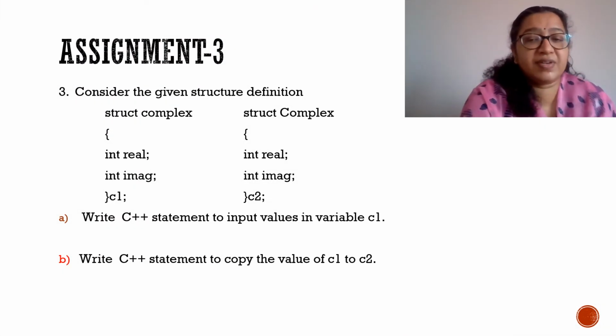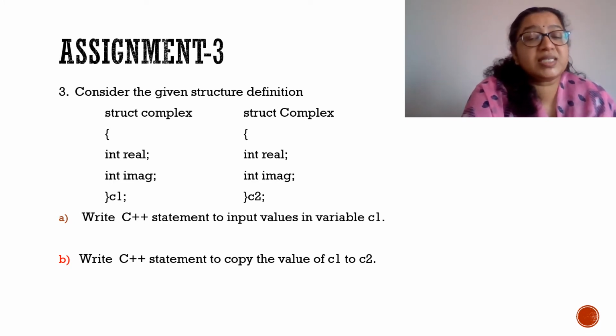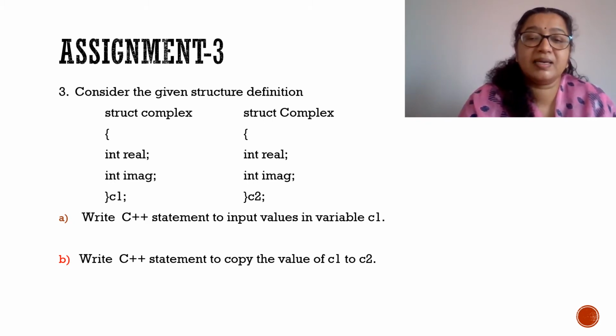Consider the given structure definition. Here also a structure definition is there. struct complex { int real; int imaginary; } c1 is the variable they declared. So this is the structure definition for complex one. Then the other one is struct complex, brace open, int real, int imaginary, brace close. c2 is the variable given there.